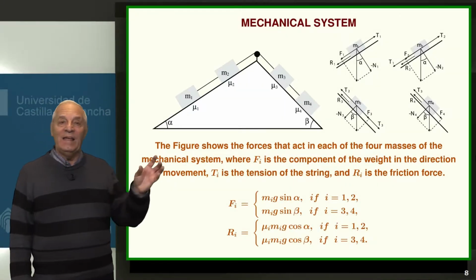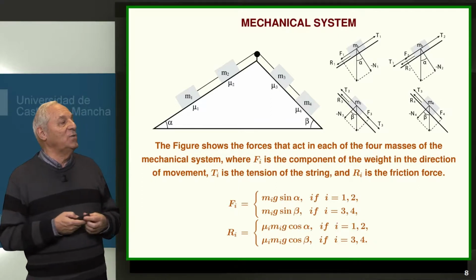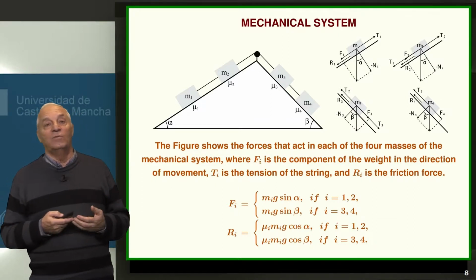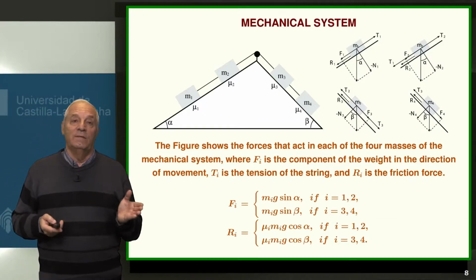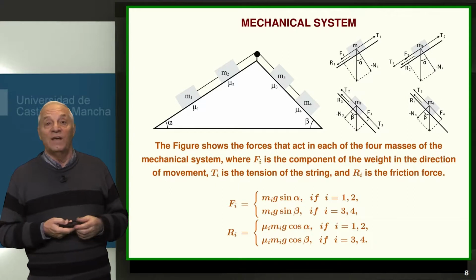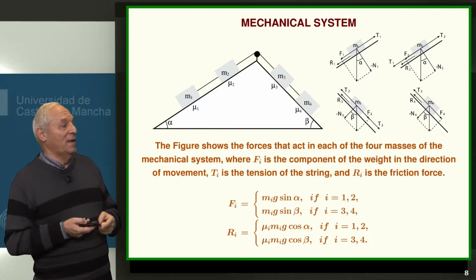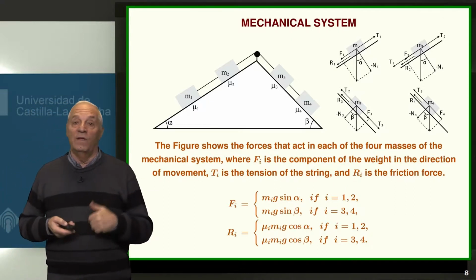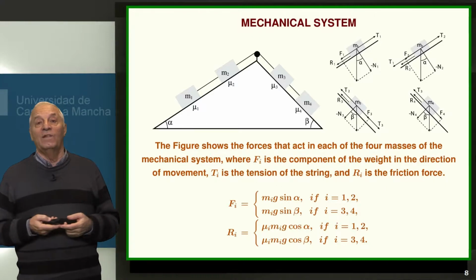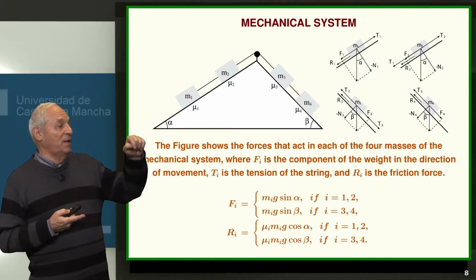Then, what are we going to do? We are going to isolate each of the masses that appear in this problem, and we're going to replace the elements that act on them by the corresponding forces. When there is a rope, we put a force, which is the one produced by the rope. There will be masses that have only one rope, like m1 and m4, and others that have two. One will be subject to one force and another to two.